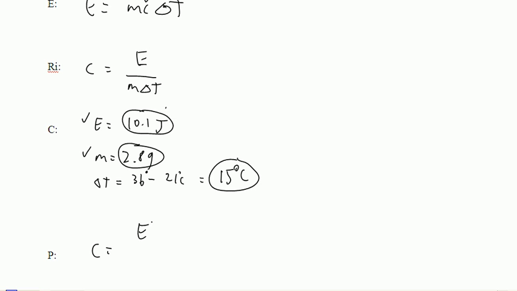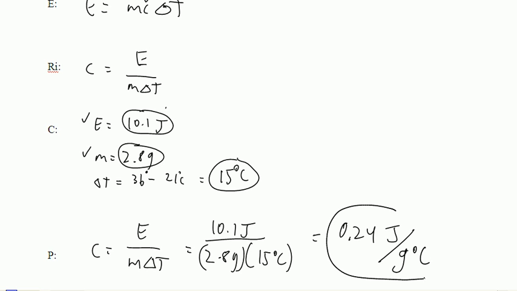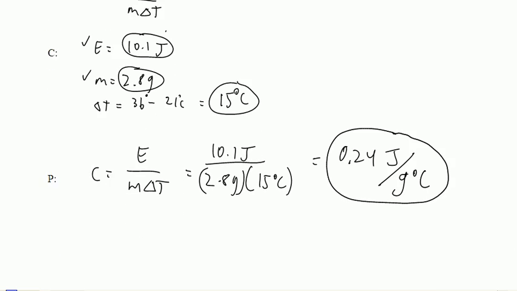C equals E over m delta T, which equals 10.1 joules over 2.8 grams multiplied by 15 degrees Celsius. We again end up with our units of joules over gram degree Celsius. 2.8 times 15 is 42, so 10.1 divided by 42 equals 0.24 joules per gram degree Celsius. There is the answer. We are set.